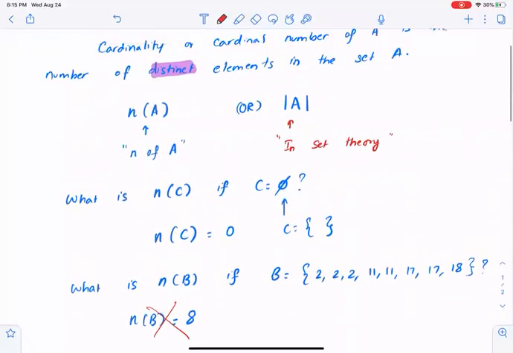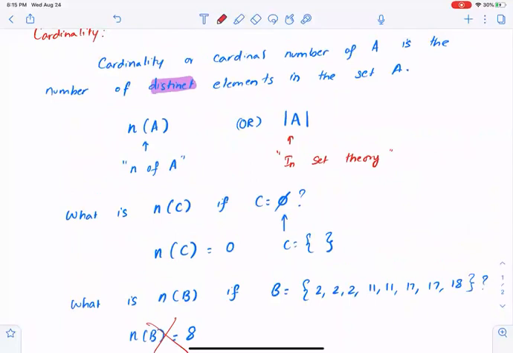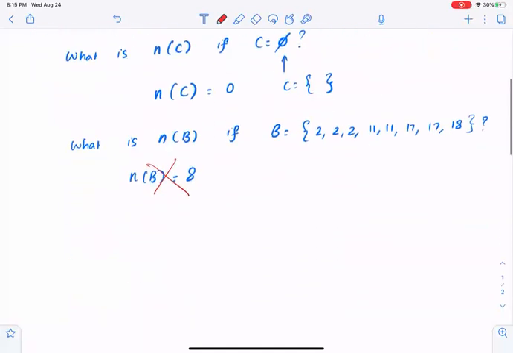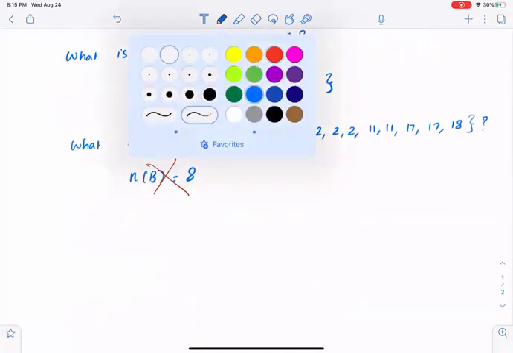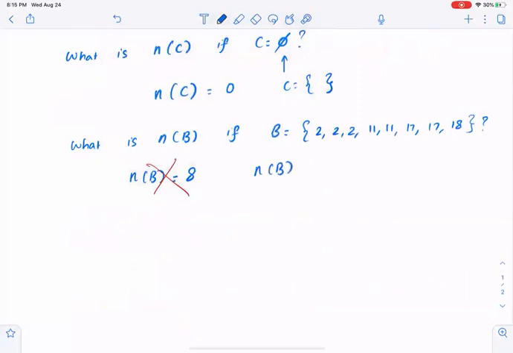The reason being, cardinality or cardinal number refers to the number of distinct elements. So we have to count the distinct elements. N of B is actually 4. So we have 2, 11, 17, and 18. Those are the unique elements in B, or distinct elements in B, and that would represent the cardinality.